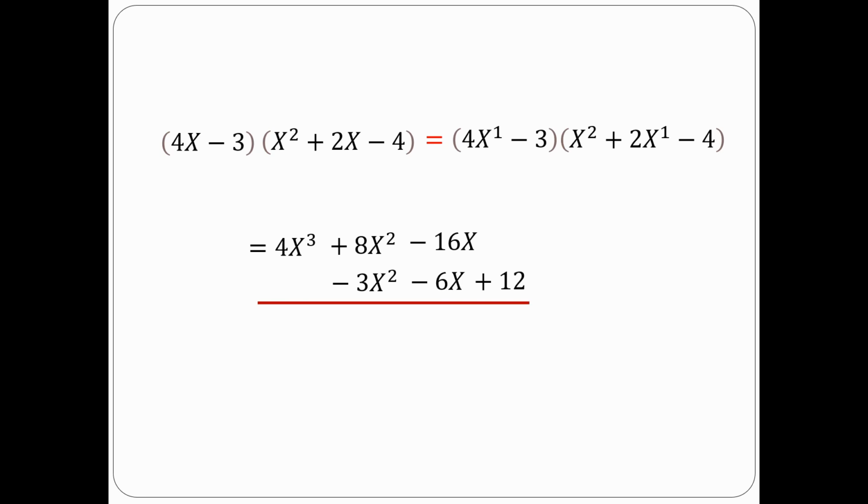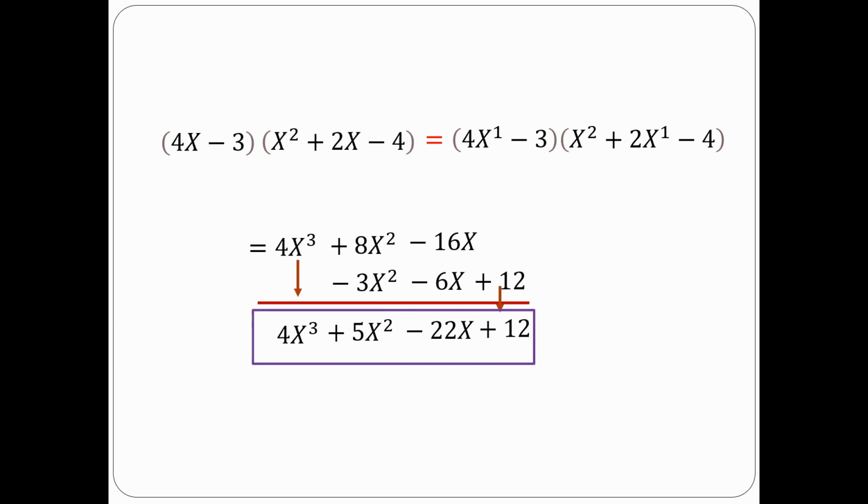Now we are ready to add the like terms. Now we can bring down 4x cubed. Next is to add positive 8x squared and negative 3x squared, and that will give us positive 5x squared. Next we add negative 16x and negative 6x, and that will give us negative 22x. Lastly is to bring down the positive 12. So the final answer is 4x cubed plus 5x squared minus 22x plus 12.